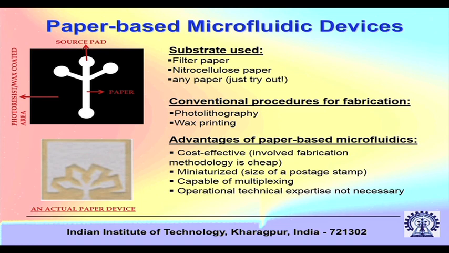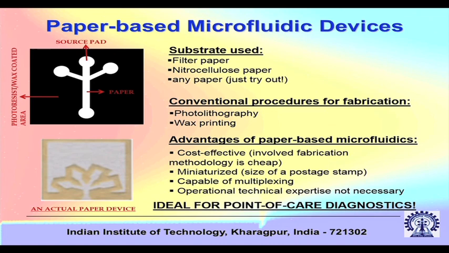So what kind of paper can you use? Filter paper and nitrocellulose paper are commonly used, but you can use any sort of paper, just try it out. It is just a matter of your effort. These are cost effective, miniaturized, can be used for multiple tasks, and operational technical expertise is not necessary. So even a person with a low level of training can work with this. So it is ideal for point of care diagnostics.